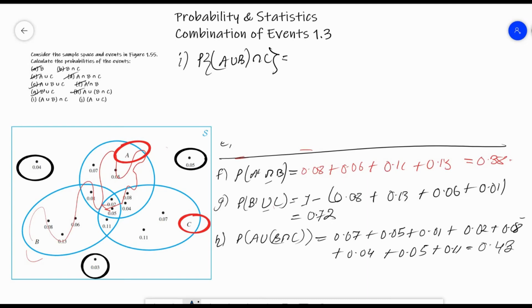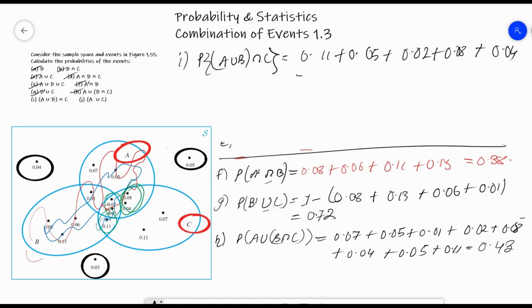Now we can see that between these we have the common elements in this zone. Now all these elements fall under the category A union B, and we have the common elements with C as 0.11, this one, these two, and these two. So if we add them up together, we get the result 0.11 plus 0.05 plus 0.02 plus 0.08 plus 0.04, and we end up with 0.30.